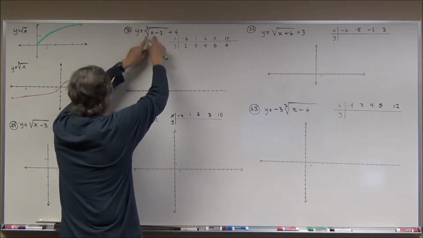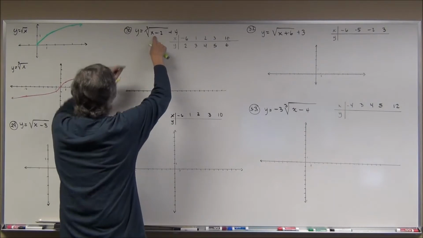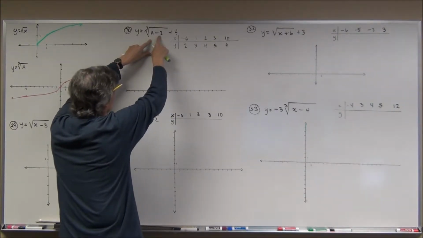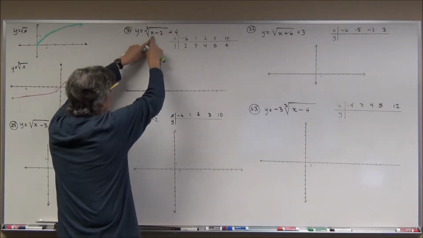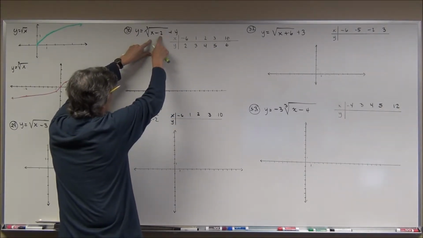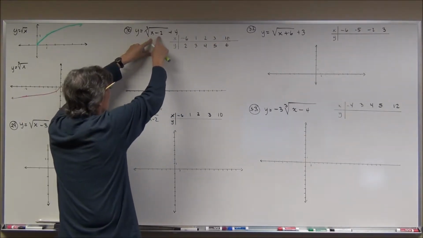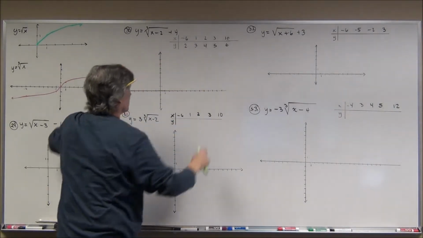Plug 2 in. That's a good one because that's where it does the little hitching to get along. It's called a point of inflection. And in this case, if I plug 2 in, 2 minus 2 is 0. The cube root of 0 is 0, plus 4 is 4. If I plug 3 in, 3 minus 2 is 1. The cube root of 1 is 1, plus 4 is 5. If I plug the last one, 10 in, 10 minus 2 is 8. The cube root of 8 is 2, plus 4 is 6.